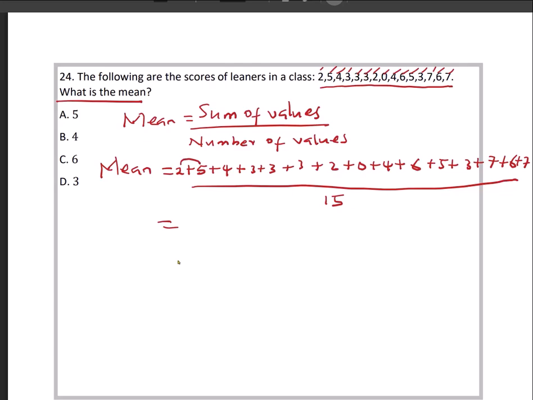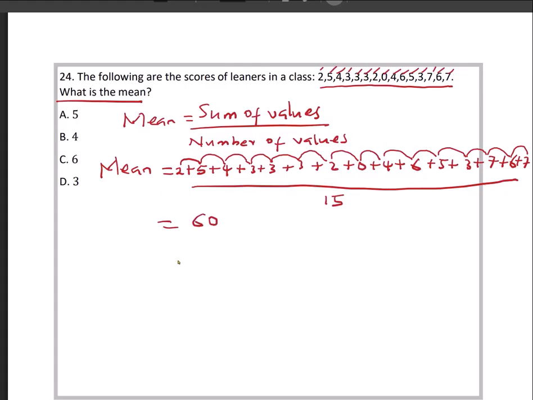2 plus 5 is 7. 7 plus 4 is 11. 11 plus 3 is 14. 14 plus 3 is 17. 17 plus 3 is 20. 20 plus 2 is 22, plus 0, that's 22, plus 4, 26. 26 plus 6, 32. 32 plus 5 is 37. 37 plus 3 is 40. 40 plus 7 is 47. 47 plus 6 is 53. 53 plus 7 is 60.